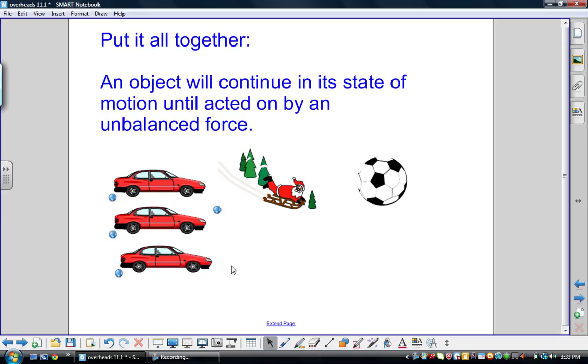We then watched some video clips of this happening. There were some video clips from crash tests where you saw the crash test dummies continuing to move forward at 35 miles per hour until they encountered an unbalanced force that may have come from the seatbelt or the dashboard or the airbag in front of it. We also looked at a video clip of a ski jumper who was continuing to fly forward and up until they encountered the unbalanced force of gravity, which brought them down again to the ground. Or also just a soccer ball. It's at rest. Until someone kicks it and applies that unbalanced force to it, it's going to stay at rest.